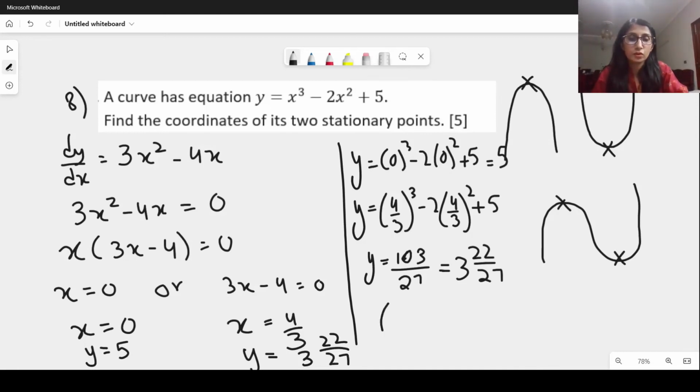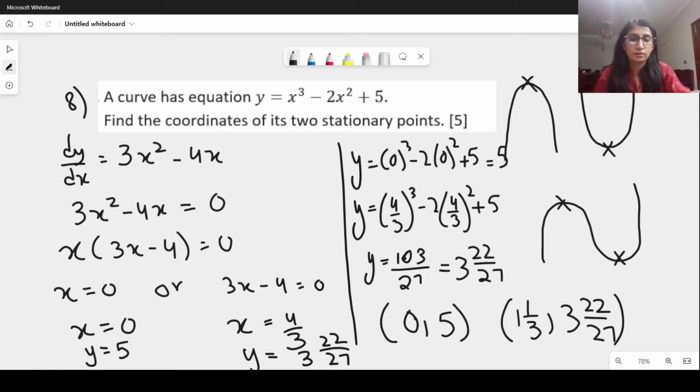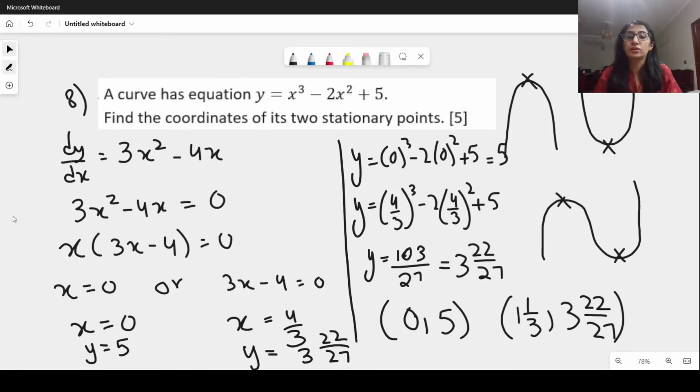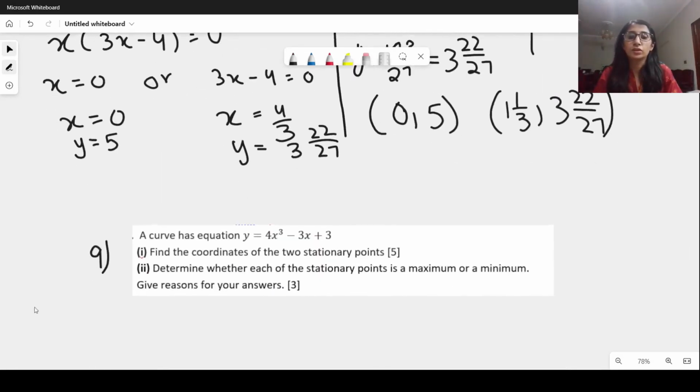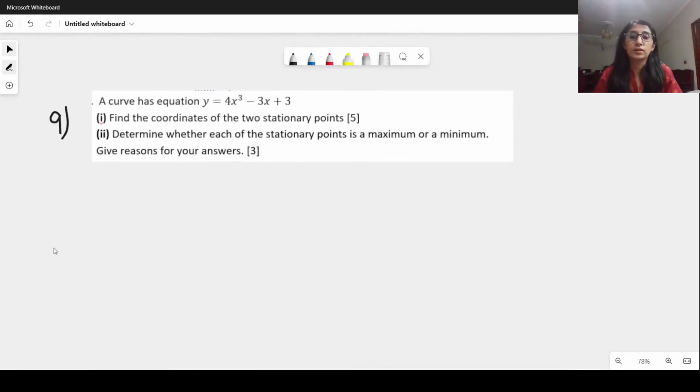So the coordinates of the turning points are (0, 5), or 4 over 3, which should also be written in mixed form if I'm writing the other one in mixed form, 1 whole 1 by 3, and 3 whole 22 over 27. Okay.